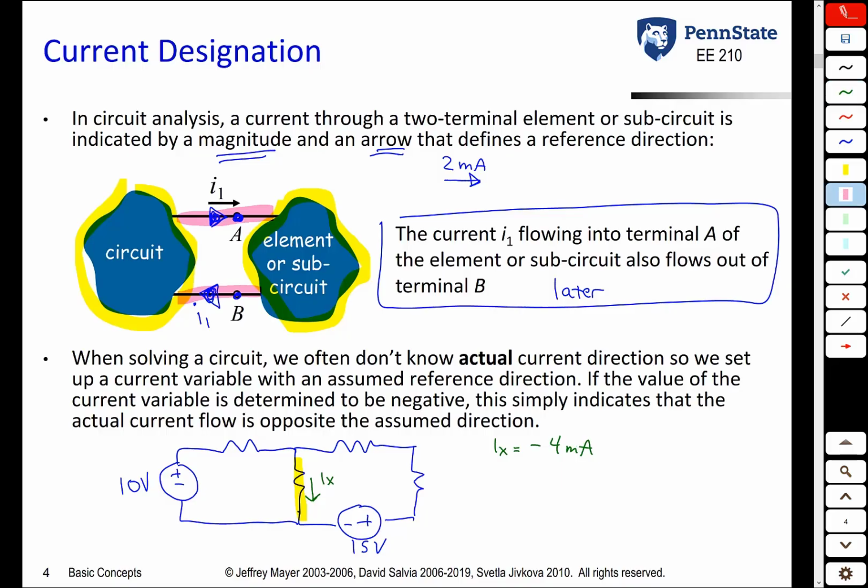All that this minus means is that our initial guess of going top to bottom was wrong and the actual current flow would be 4 milliamps going up. And that is not a problem as long as you're consistent. So having a current solved for that is negative, all that means is that the arrow that we represent the current going is not really the direction of current, it's going in the other direction. You just need to be consistent and be aware of that as you go through problems.